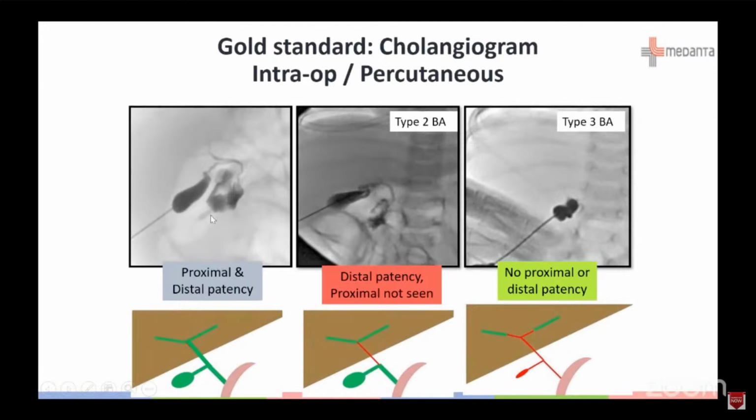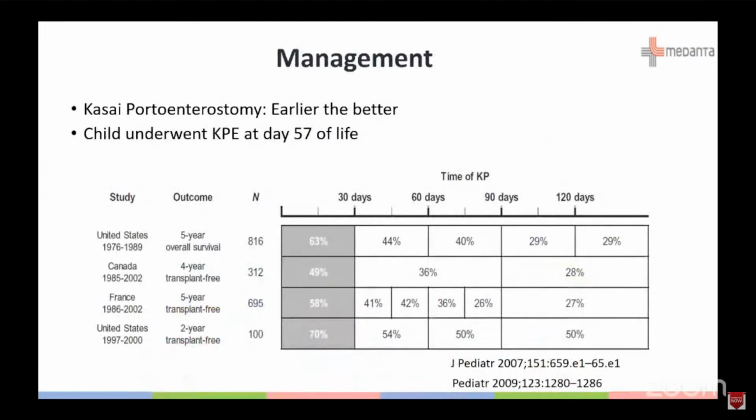The first one shows proximal and distal patency, meaning the intrahepatic ducts along with the extrahepatic ducts till the common hepatic duct are patent, along with a patent CBD and a patent gallbladder. The second picture shows a type 2 biliary atresia in which the distal portion is patent, that is the CBD is patent, but the proximal common hepatic ducts are not patent. The third one shows a type 3 biliary atresia in which there is complete obliteration of both proximal and distal bile ducts. So what is the management?